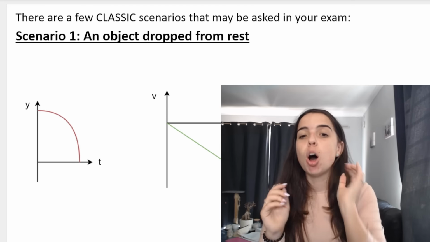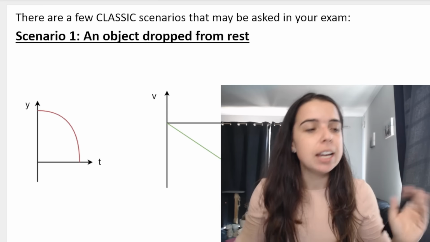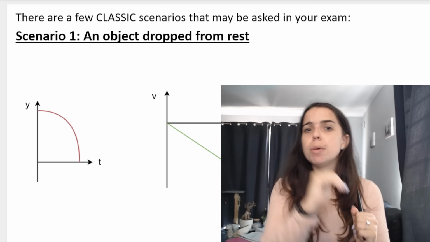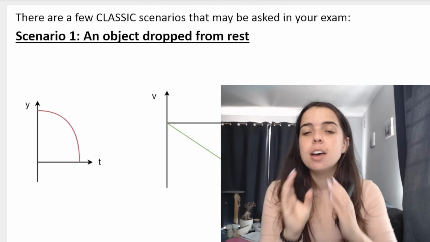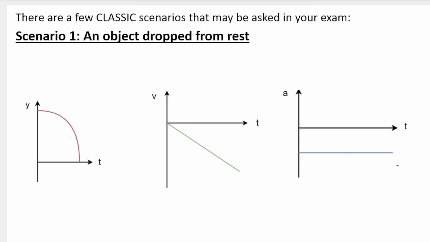So the first one is an object dropped from rest. The first important thing to note is that we will often tell you to take the ground as the 0 position or the top of the building as the 0 position. That will change how your position versus time graph looks. Take a look at the 3 graphs: position versus time, velocity versus time, acceleration versus time. Over here, you can see that my object starts at some height. Let's pretend it's 20 meters or whatever. Then the object was dropped and it falls downwards until it reaches the 0 position.